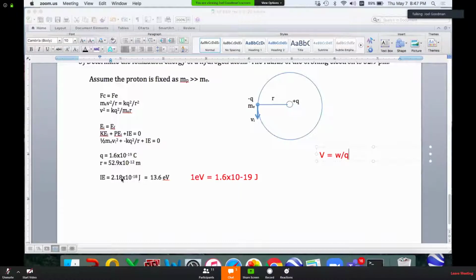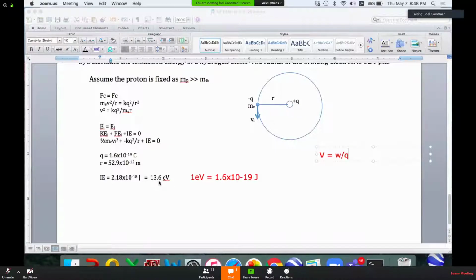So if you take this number here and, well, how would I convert now? I got to use this conversion, don't I? I'm going to take this number and I'm going to divide by that number and I get 13.6.